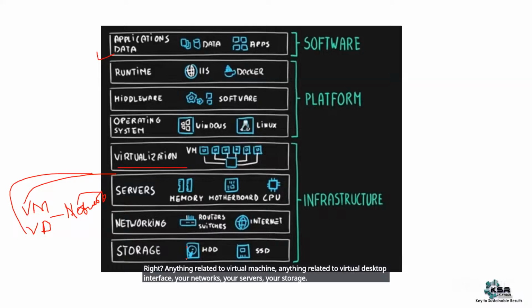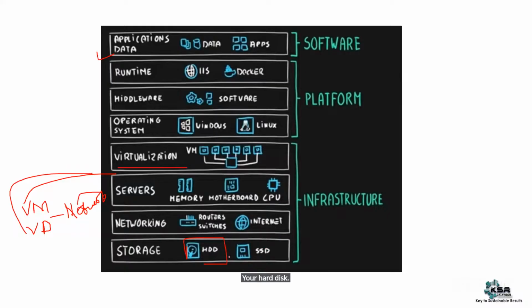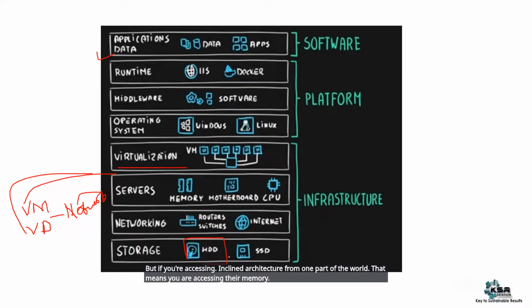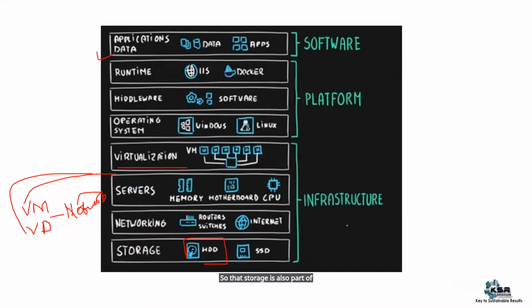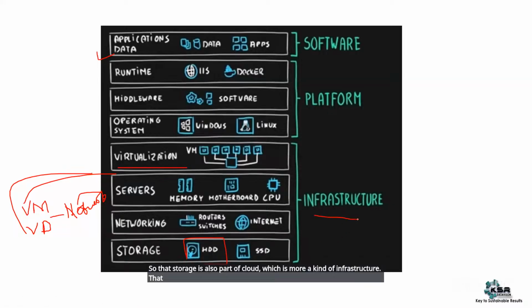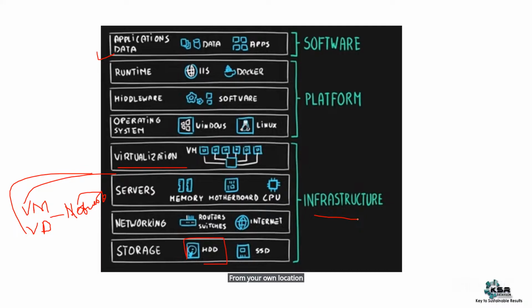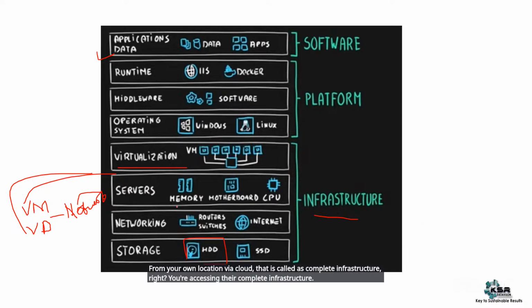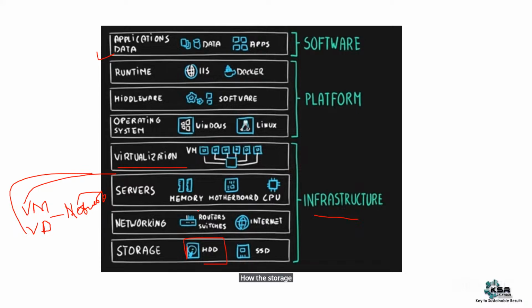your storage, your hard disk. Now, hard disk on your laptop is your own on-premise. But if you're accessing some client architecture from one part of the world, that means you are accessing their memory and their storage. That storage is also part of cloud, which is more a kind of infrastructure. You're completely accessing some other environment from your own location via cloud. That is called complete infrastructure. So virtualization, servers, networking, and storage all belong to infrastructure as a service.